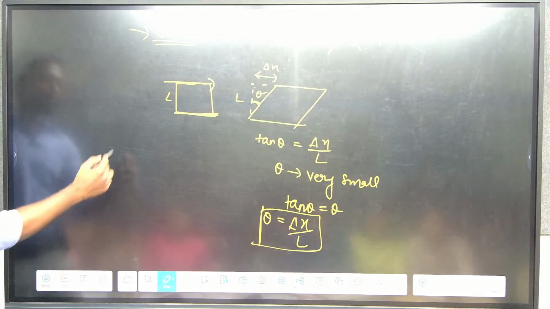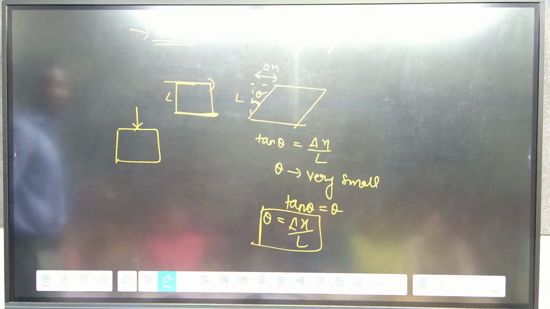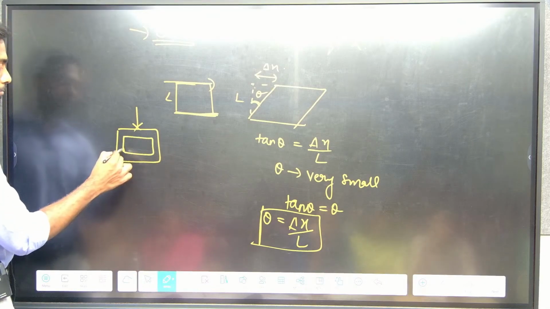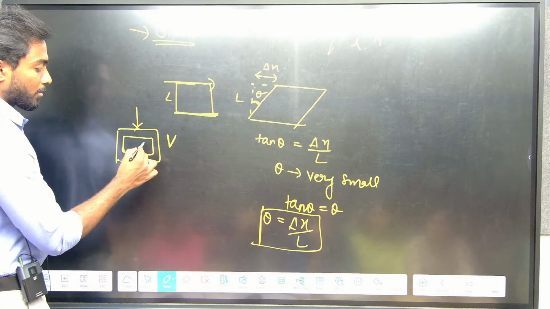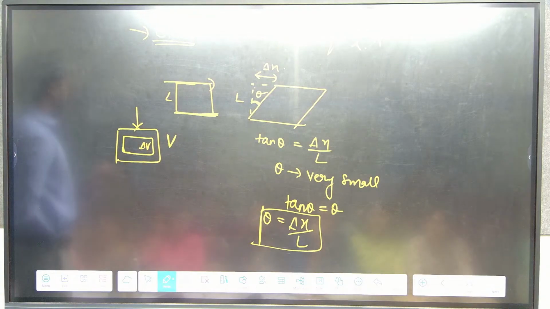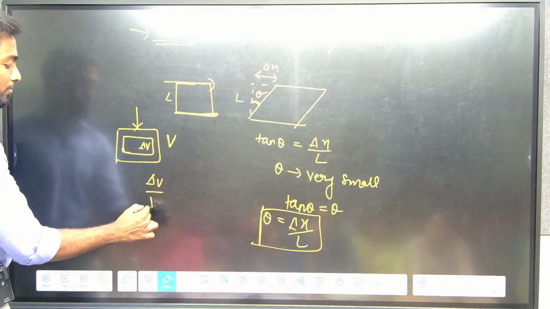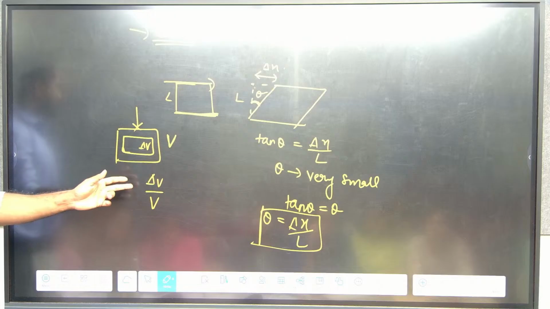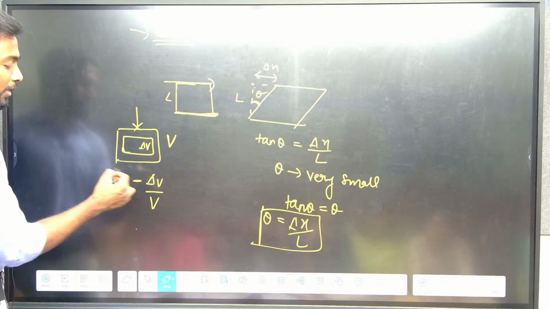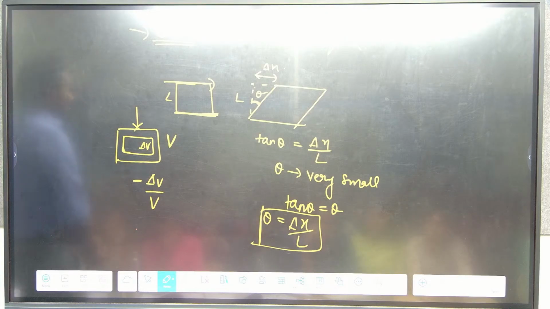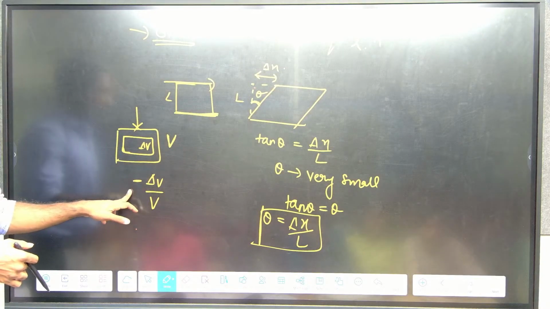Suppose there is a liquid, and I am trying to apply pressure on the liquid. What happens? It will try to compress, no? Initially the volume will be V, and the change will be delta V. So can I say delta V by V, the change in volume to original volume? And it is compressing, so negative, minus delta V by V, because it is shrinking. The negative symbol indicates that it is shrinking.